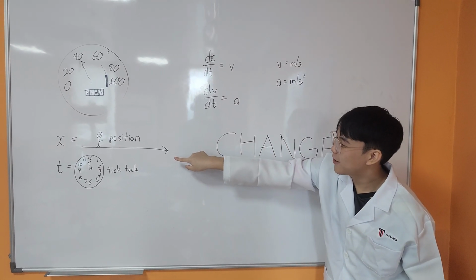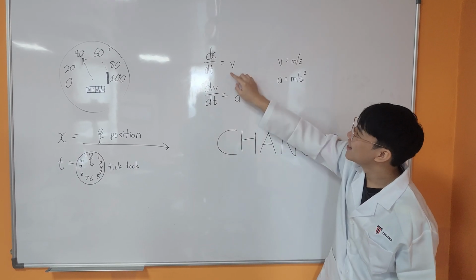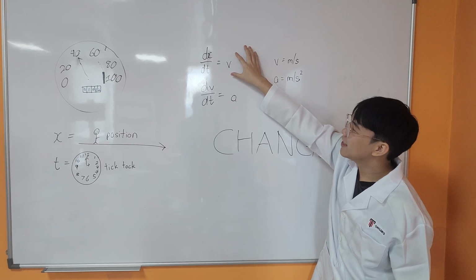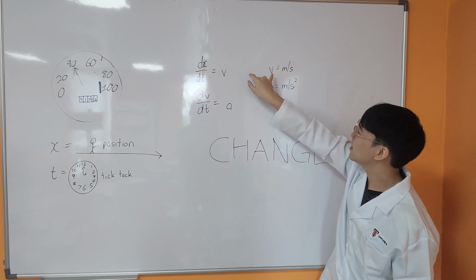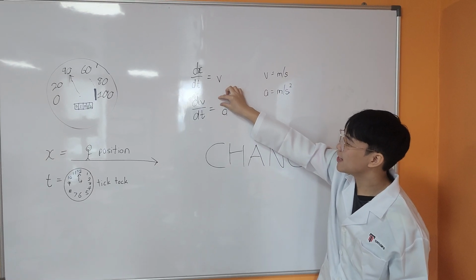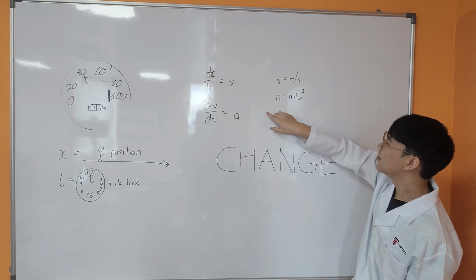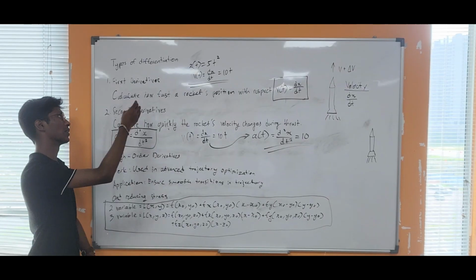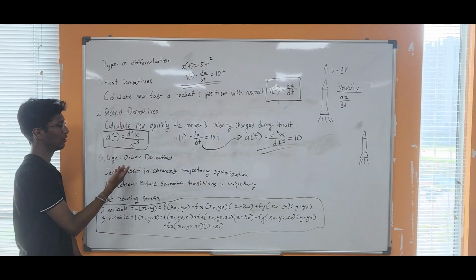Imagine this little guy walking through that track, and t equals time. Just imagine the clock moving. So the change in position over change in time equals velocity. Velocity is your speed. Now if we take velocity and differentiate that over time again, that equals your acceleration. These are the types of differentiation: first derivatives, second derivatives, and higher order derivatives.